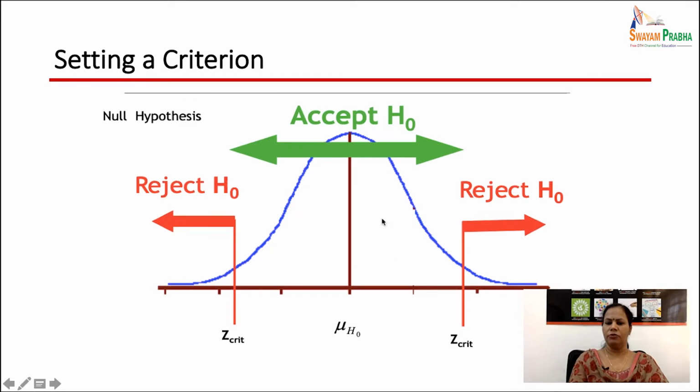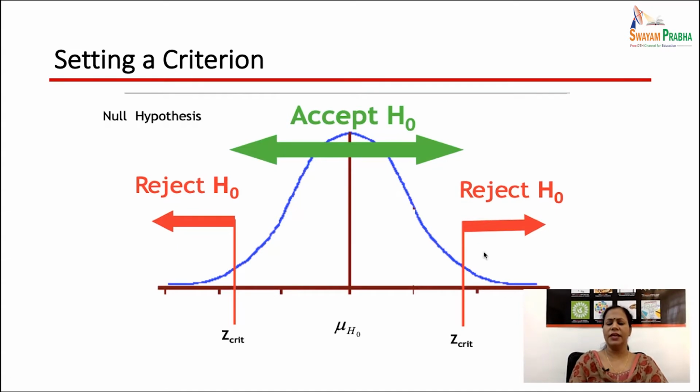So any values, if they are falling in this particular area, this is known as the zone of acceptance. It means here we will be accepting the null hypothesis, and any value which is falling beyond this is the zone of rejection. And if values are falling here, then we will say that our null hypothesis is rejected and the alternative hypothesis is accepted.